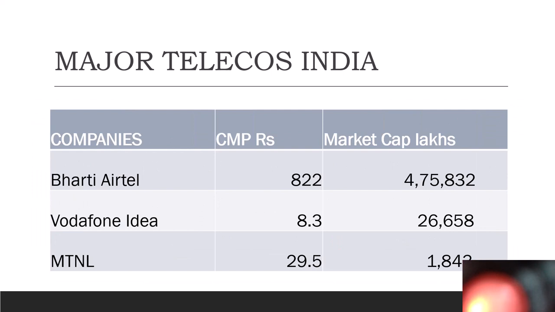And if you look at all the listed entities in India, which are the three, the market price of Bharti Airtel is 822. When they started, they issued the share at 45, 10 rupees face value and 35 rupees premium. So today it is at 822. Okay. And Vodafone Idea has gone down to 8 rupees 30 paisa. When they started in 2007, they came up with an IPO where they offered the share at 75 bucks, 10 rupees face value and 65 rupees premium. So today it is available at 8 rupees 30 paisa.